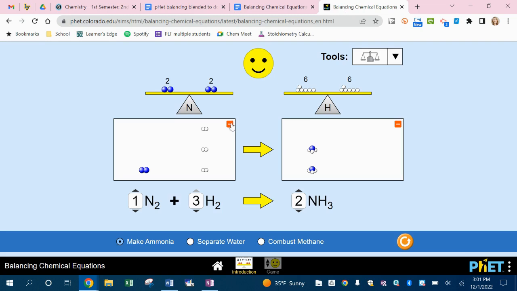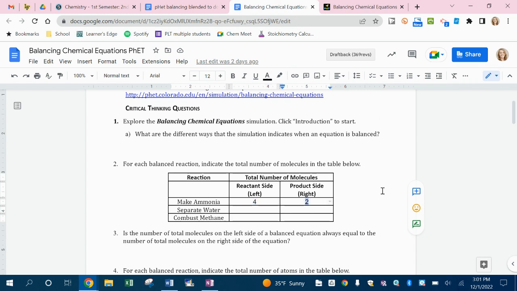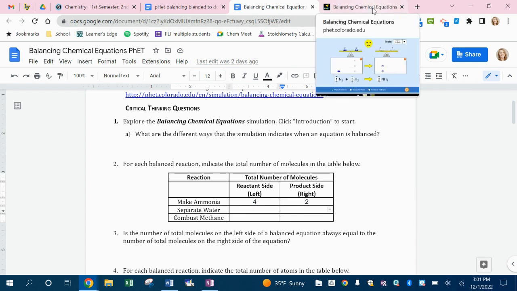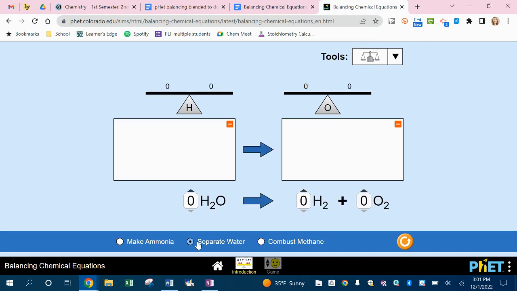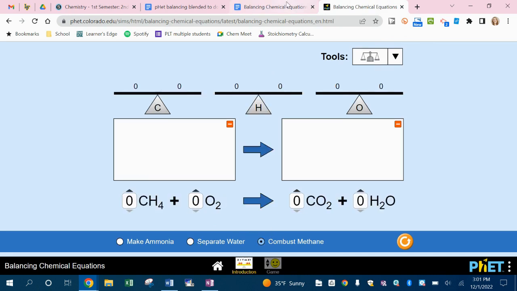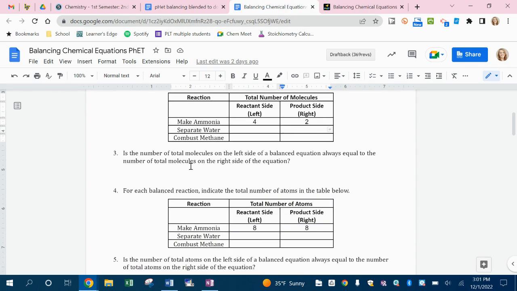If you didn't have this visualization there, you can just simply add your coefficients together. So 1 plus 3 equals 4. You can see in our products here, we have 1 molecule of NH3, 2 molecules of NH3. But again, if you didn't have that showing you, you could just use your coefficient of 2, and you can see that's what's already filled in for you on the table. So now you're going to do the same thing. You're going to separate water. To change what equation you're doing, you just simply change this here at the bottom. Here's separate water, and here's combust methane. Ask you a little question.